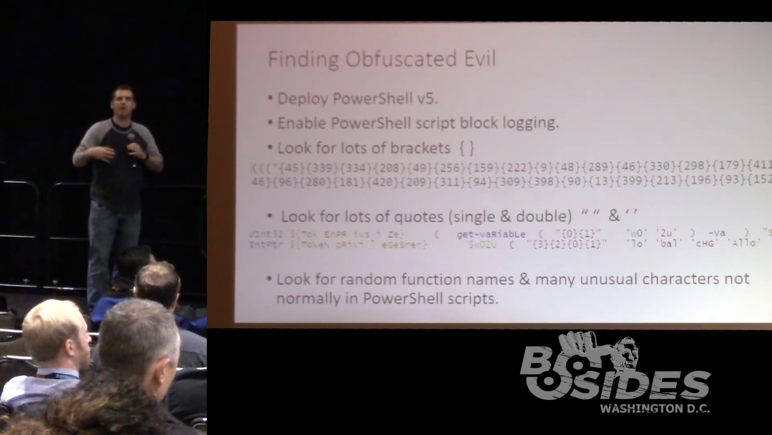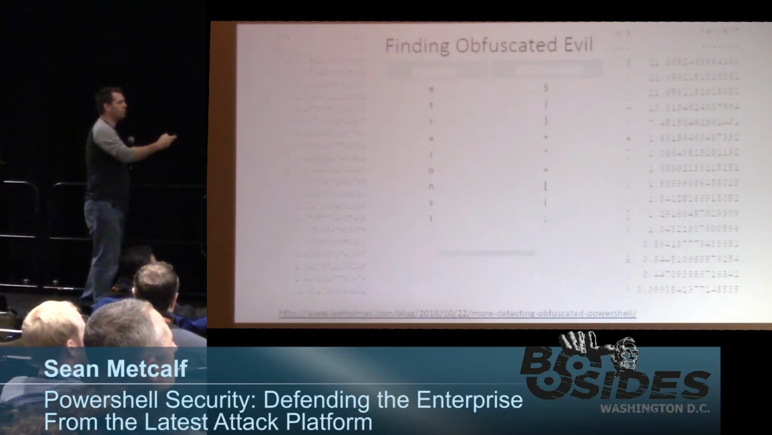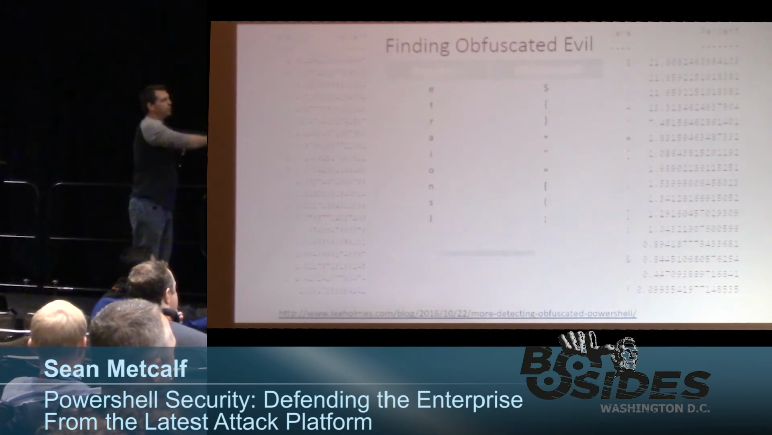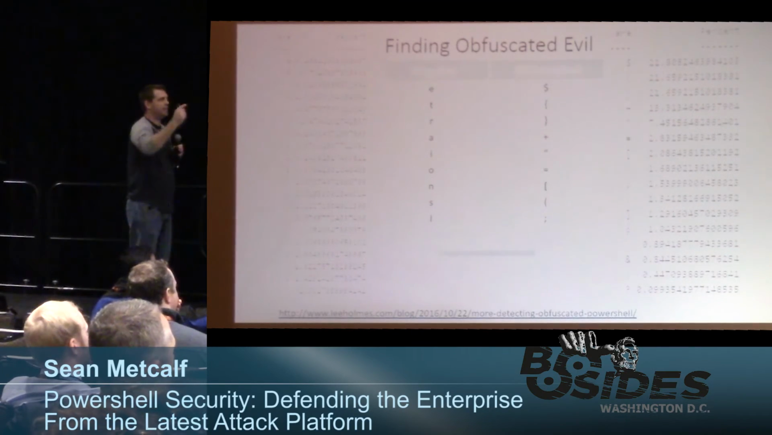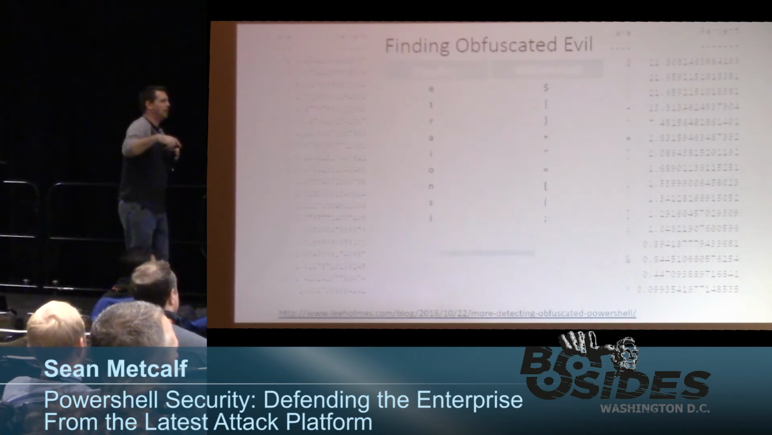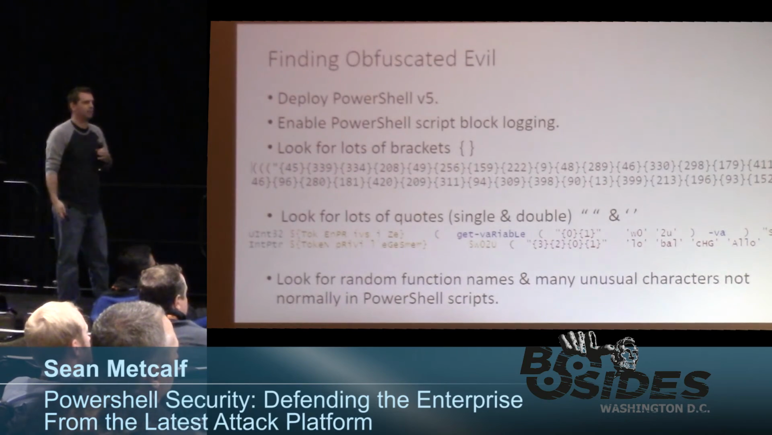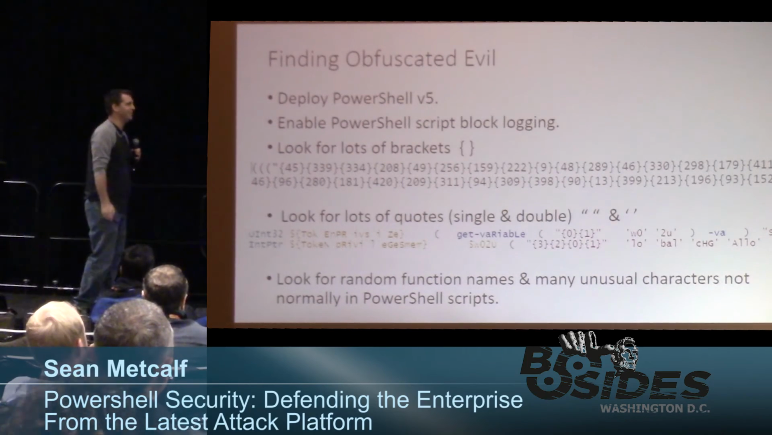Random function names or many unusual characters. Or just special characters, because in this one where we're looking here, the top one is actually a dollar sign. The next one is open curly brackets, close curly brackets, and pluses and equals. I don't code that way. I'm not that great of a coder, but I don't code that way.